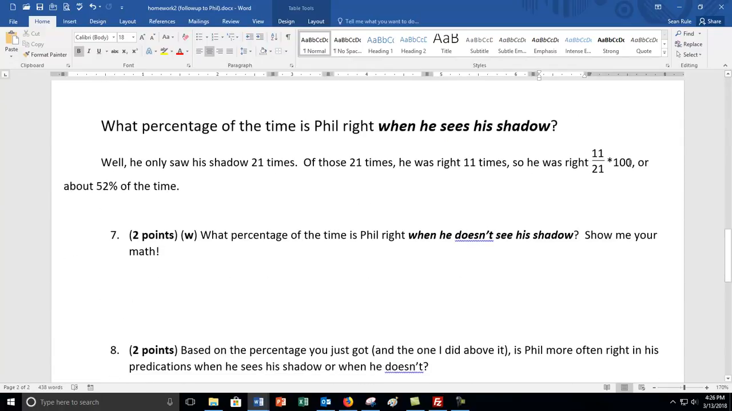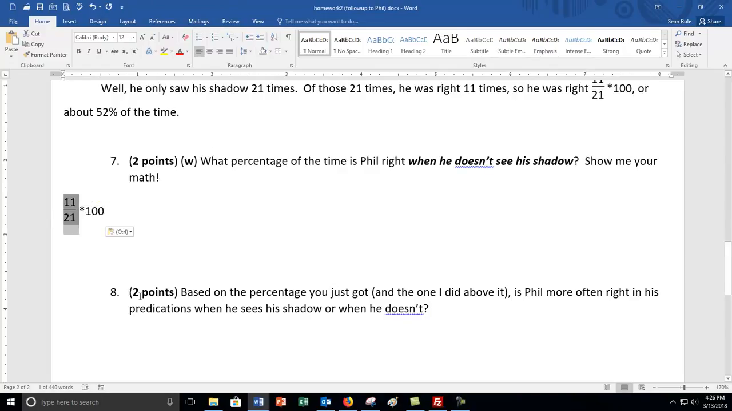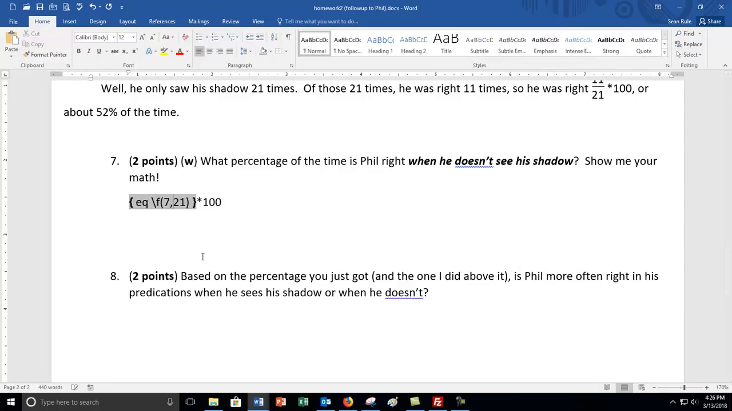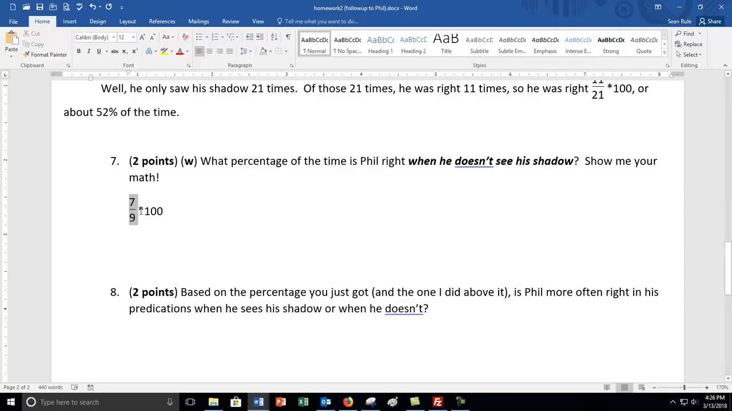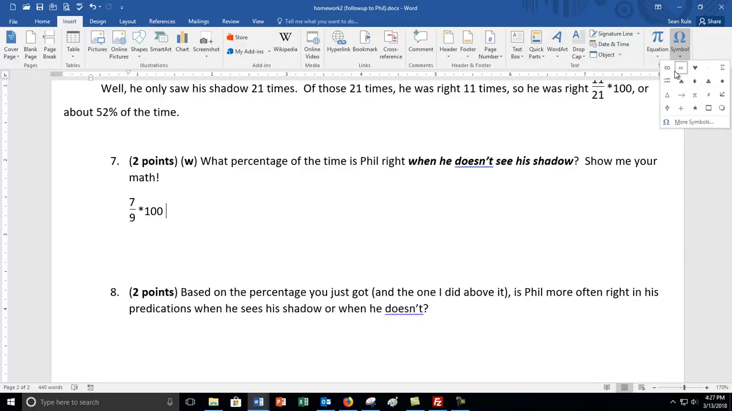So what I'm going to do is repeat the exact same math we did right here, because I'm a fancy pants. I'm going to toggle these. Give me a second while I toggle these and change this to 7 and change this to 9. 7/9 out of 100. Now I think I can do this in my head. A ninth is about 11%. I'm going to guess that's about 78%. We're going to insert a squiggly equals to make it approximate. Ooh, symbol. Squiggly equals. That is about 78% of the time. So he's going to be correct 78% of the time when he doesn't see his shadow.